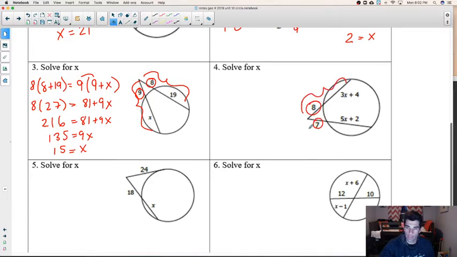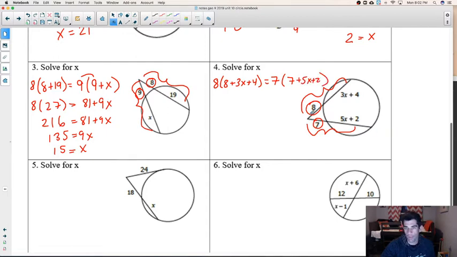Outside times this plus this. Outside times this plus this. So what do we have? 8 times 8 plus 3x plus 4 equals 7 times 7 plus 5x plus 2.